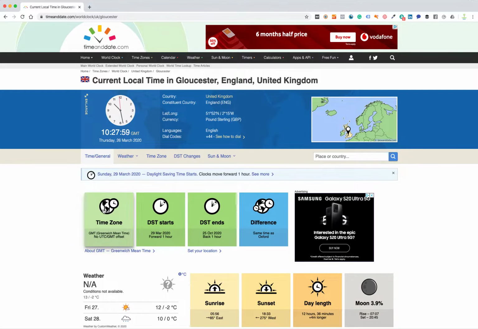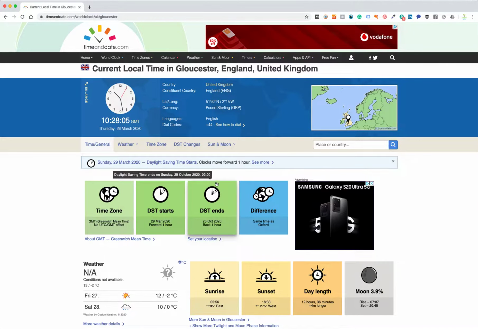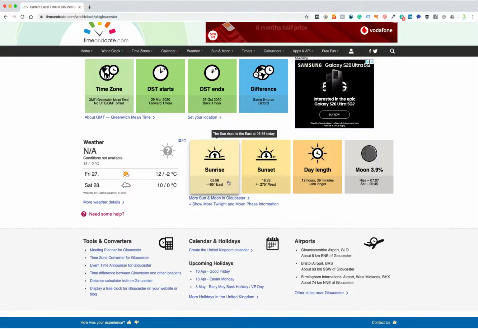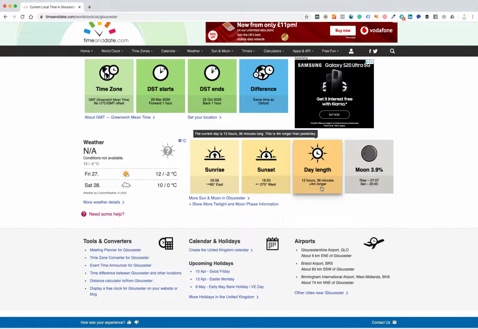So when we look at this, we can see quite a lot of information just straight off the bat here. What we've got on here is we're telling you when the sunrise is, when the sunset is, and the day length, and it's 4 minutes longer today than it was yesterday. Now this is quite interesting, so I'll explain why. So let's have a look.